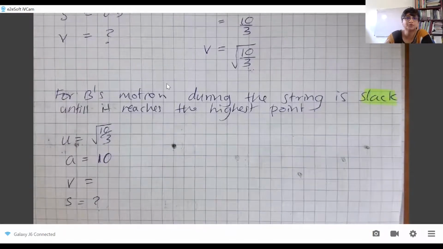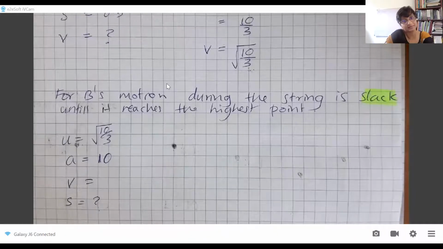Now don't jump and say the answer. Yes, Khalid. The string is slack, right? At that moment it's slack, so doesn't it mean that A is still pulling the particle? No, it's slack. It becomes slack because of A's movement, because A has hit the ground. So still won't that acceleration 10/3 be applied?